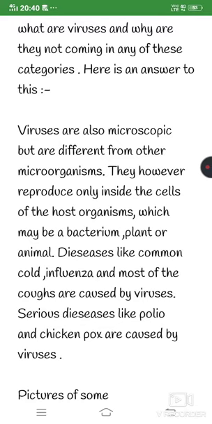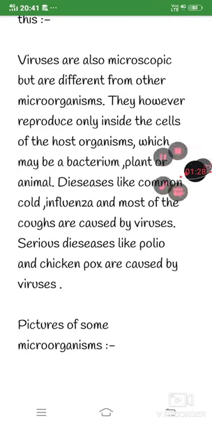Diseases like common cold, influenza, and most of the coughs are caused by viruses. Serious diseases like polio and chickenpox are caused by viruses, okay? Here are some pictures of microorganisms.